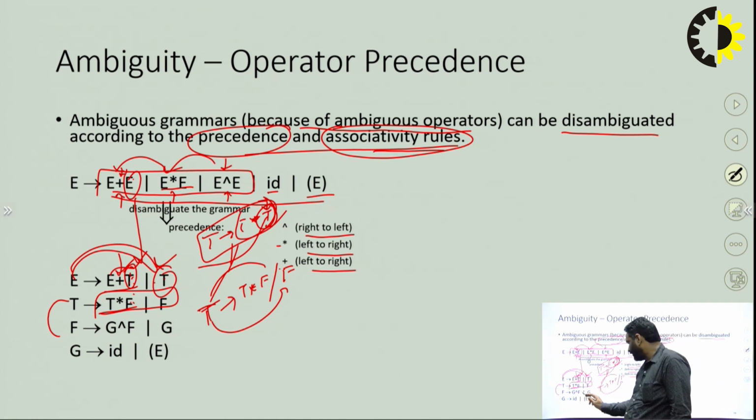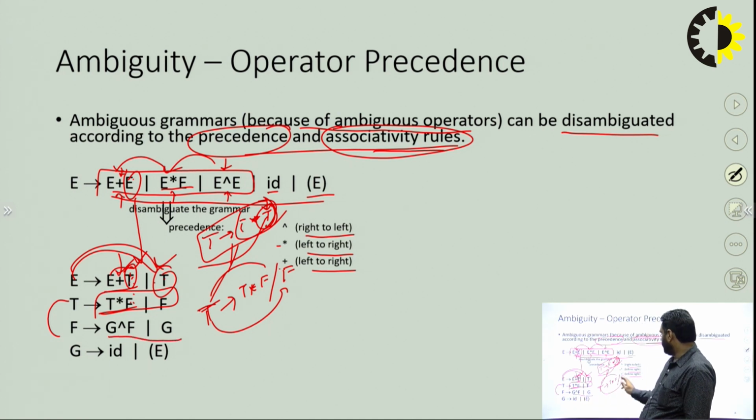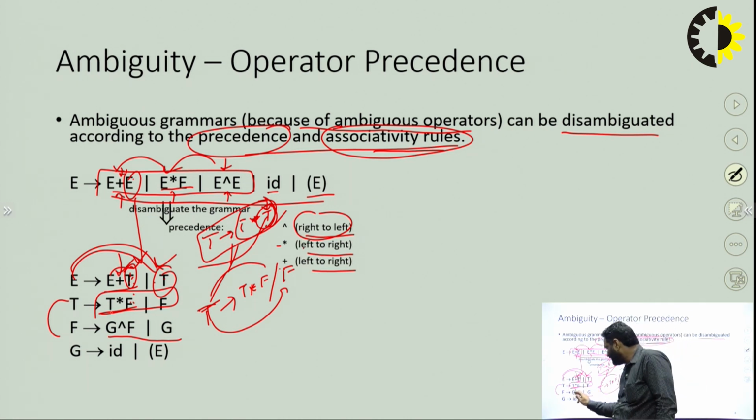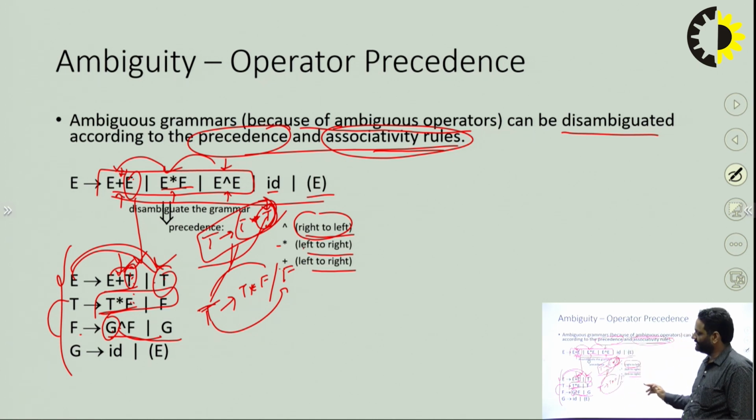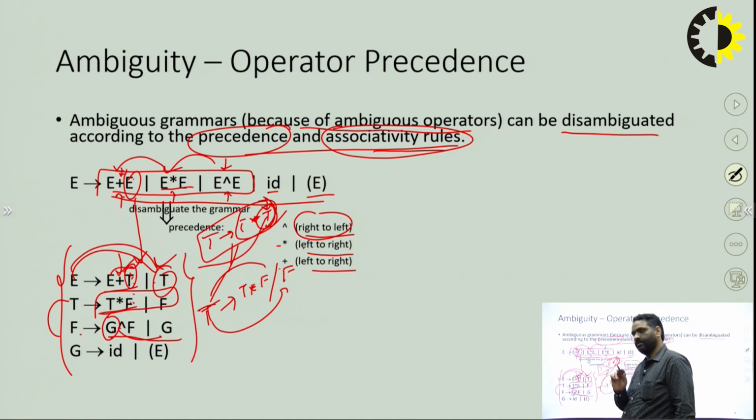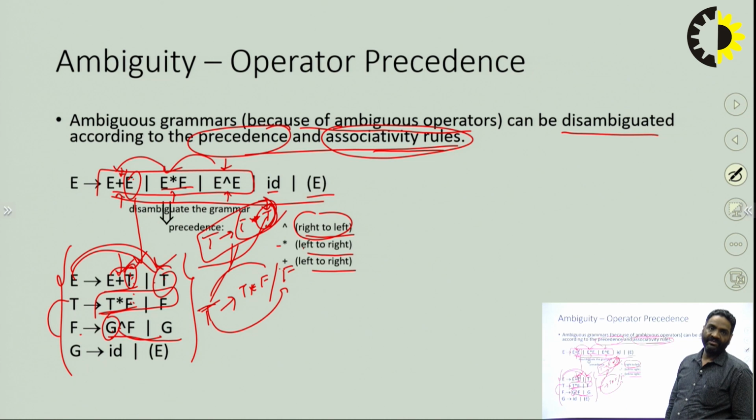In the same manner, you can see this is right to left. In the first two cases we have left to right, meaning left associative, and this is right associative. So we need to change the leftmost symbol this way. First convert this F into G, and this is how. Now this grammar is completely secure for our parsers, or we can say this is an unambiguous grammar.